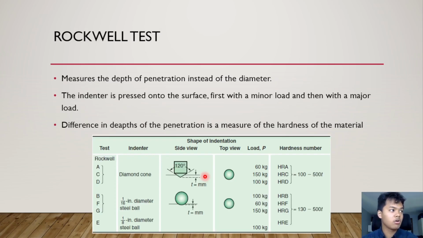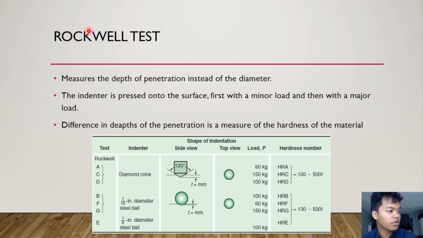Okay, next we got the Rockwell test. Measures the depth of penetration instead of the diameter. The indenter is pressed onto the surface, first with a minor load, then with a major load. Difference in depth of the penetration is a measure of the hardness of a material. So in this Rockwell test, what happens is first the device is going to push down a bit with a really small load, and then not long after it's going to set its main load on the indenter.